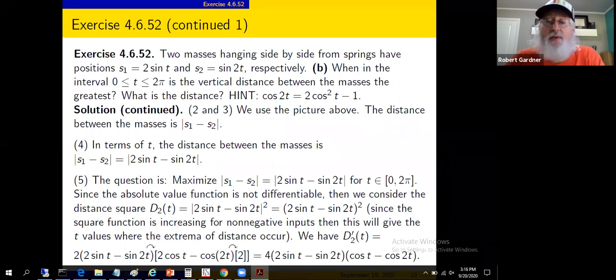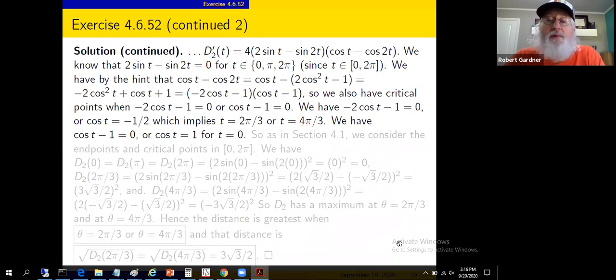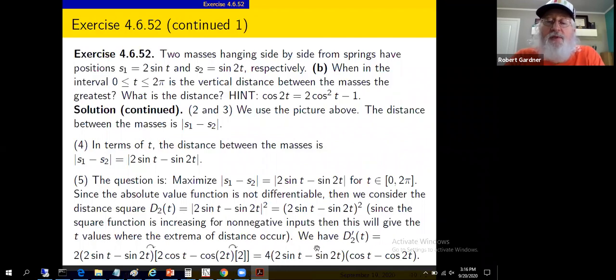We're going to set that equal to 0. That'll imply each of these terms is 0. And we'll see what we get from there. So we've got the derivative.